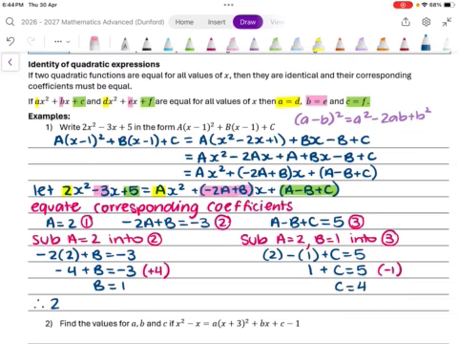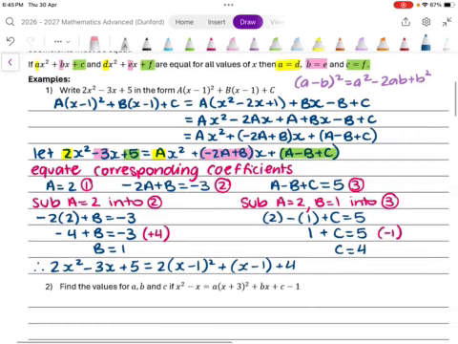This therefore means that our 2x squared minus 3x plus 5 is equal to our A value of 2 lots of our x minus 1 all squared plus our B value of 1, x minus 1, plus our C value of 4. So we have therefore written our 2x squared minus 3x plus 5 in the form of our A lots of x minus 1 squared plus B lots of x minus 1 plus C, just replacing our A, B and C with A equals 2, B equals 1 and C equals 4.